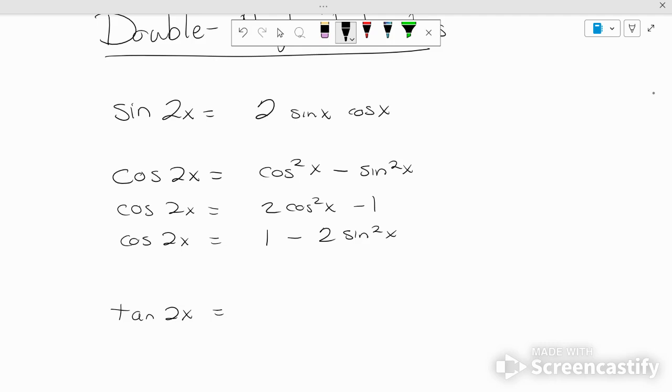Tangent of 2x equals 2 tangent of x over 1 minus tangent squared of x.